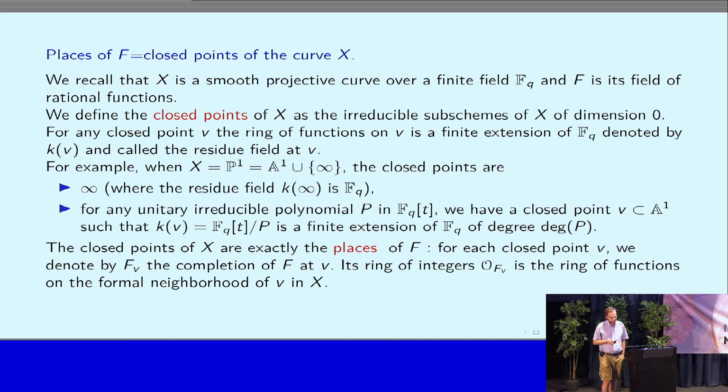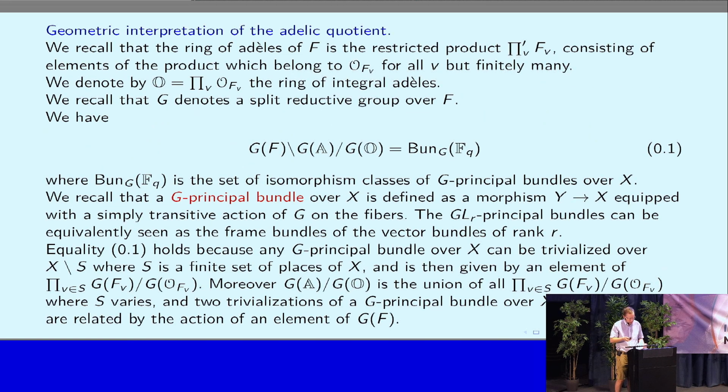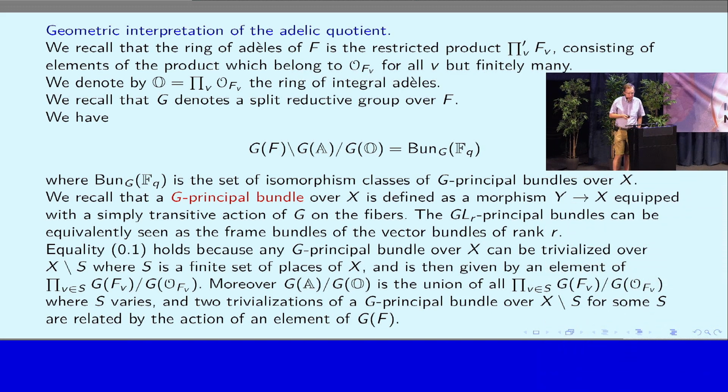For each closed point V, we denote FV the completion of F at V. So its ring of integers is the ring of functions on the formal neighborhood of V, and FV is the field of functions on the punctured formal neighborhood of V. So we recall that the ring of adeles is a restricted product of all FV, consisting of elements which belong to the ring of integers for all V except finitely many. And O is the ring of integral adeles, the product of the rings of integers of all FV.